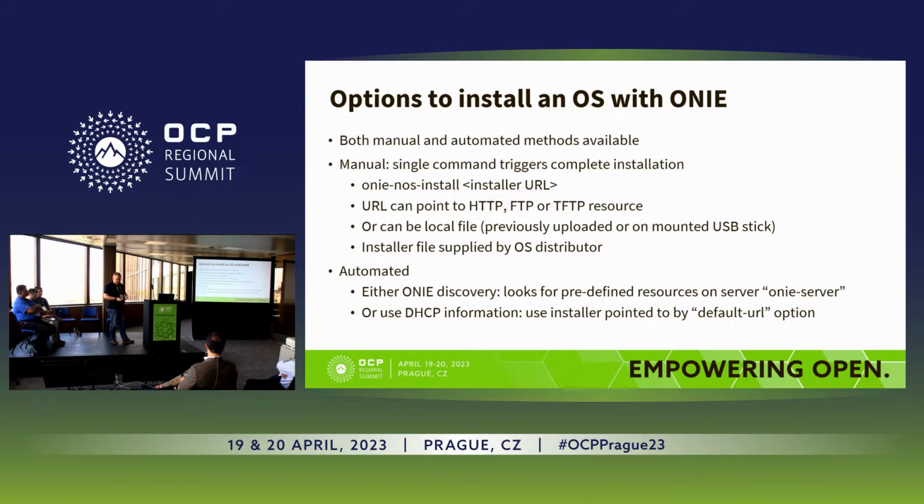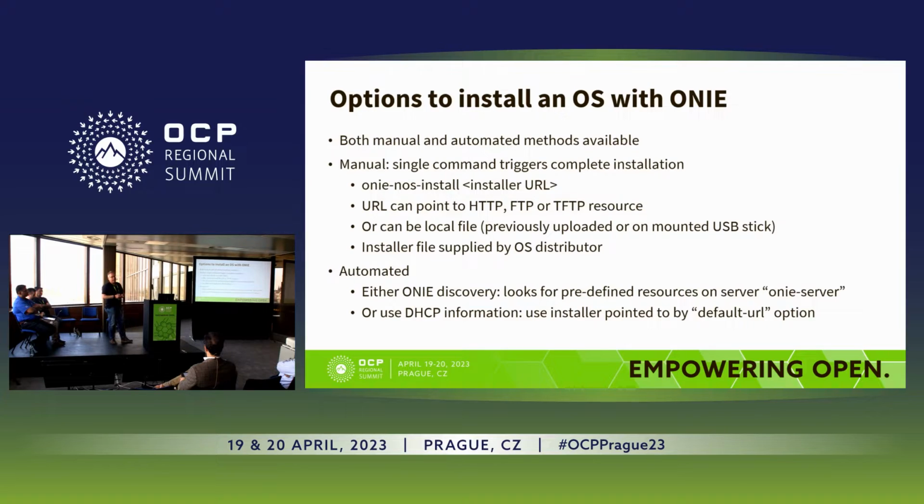ONIE provides several methods to install an operating system. There are manual methods if you have just a small number of switches or want to try out certain things. And there are also automated methods that you can use for a large-scale deployment. The manual methods are just simple commands. Usually you can install an operating system with a single command. This is called onie-nos-install. And everything else will then go automatically. Eventually, your switch will have the operating system installed, and then it will reboot automatically into that new operating system.